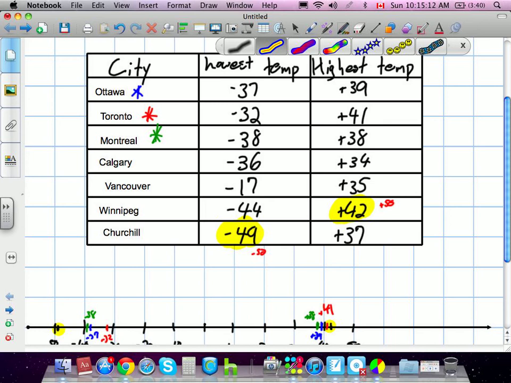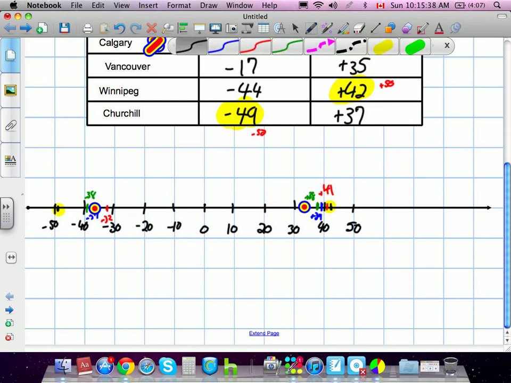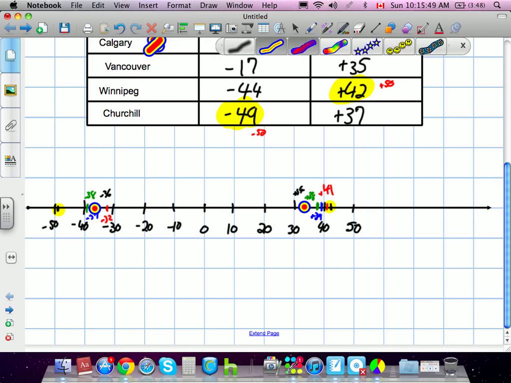Calgary is negative 36, so that's going to be right there. And what's its highest positive? 34, so a little before half. I'll write it in black because I won't be able to write those numbers nicely with the other pen. Negative 36 and positive 34. Let's get another one going here. Vancouver, negative 17, something around there, and positive in the mid 30s, right there on top. So this is a positive 35 and a negative 17.